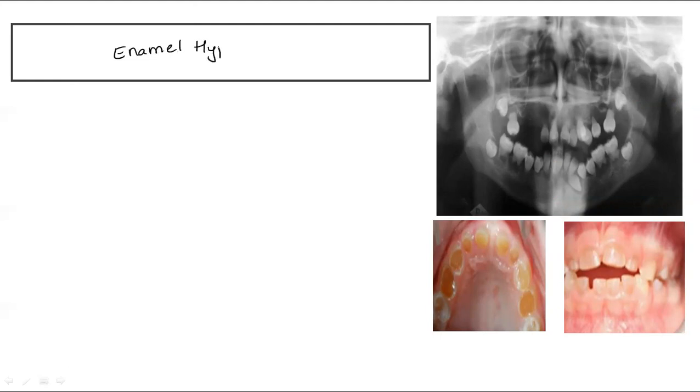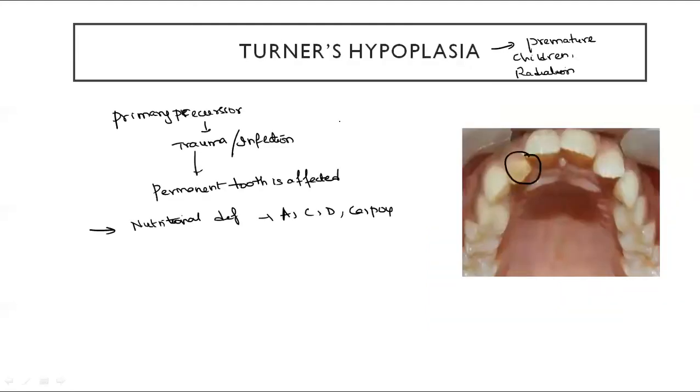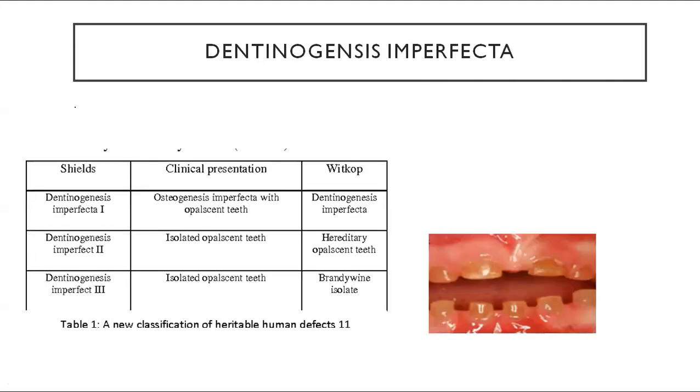picture of enamel hypoplasia. Now, Turner's hypoplasia, this is the small tooth that you can see that is related to enamel hypoplasia. And Turner's hypoplasia mainly happens when the primary tooth has been infected or had any trauma, and that will pass over to the permanent tooth and it is affected. It can be caused due to nutritional deficiencies, or if the child has fever in his first year of life, or is experiencing fluorosis, and mainly nutritional deficiency of A, C, D, calcium, and phosphorus. Turner's hypoplasia can also be seen in premature children and the children who are exposed to excessive radiation.